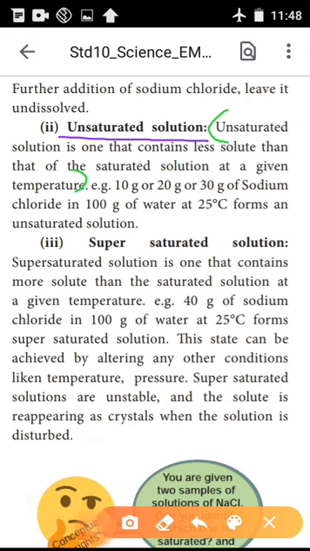See the next page, unsaturated solution. An unsaturated solution is one that contains less solute than that of a saturated solution at a given temperature. You know very well, in saturated solutions, we need 36 gram of solute, then 100 gram of solvent. In unsaturated solutions, take a lesser amount of solute than the saturated solution.